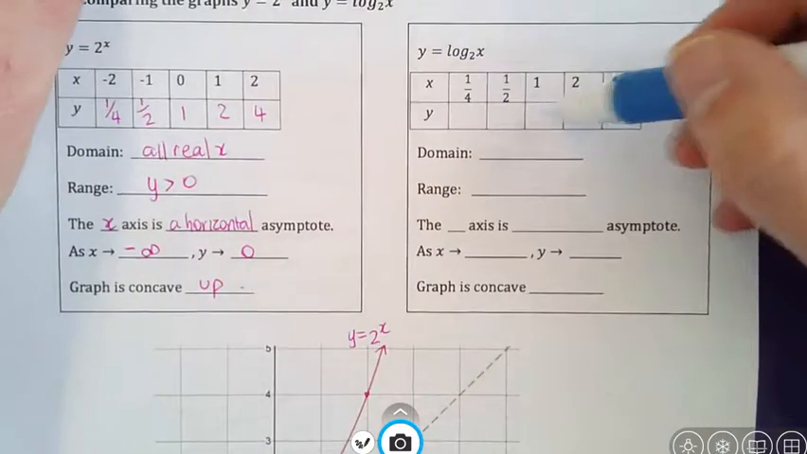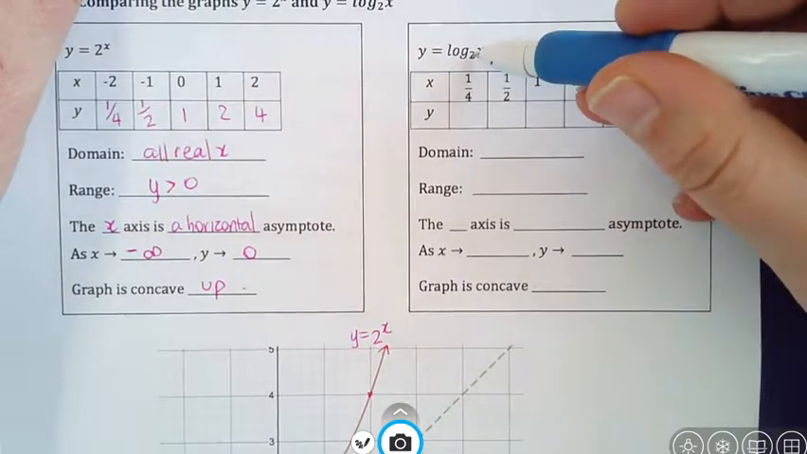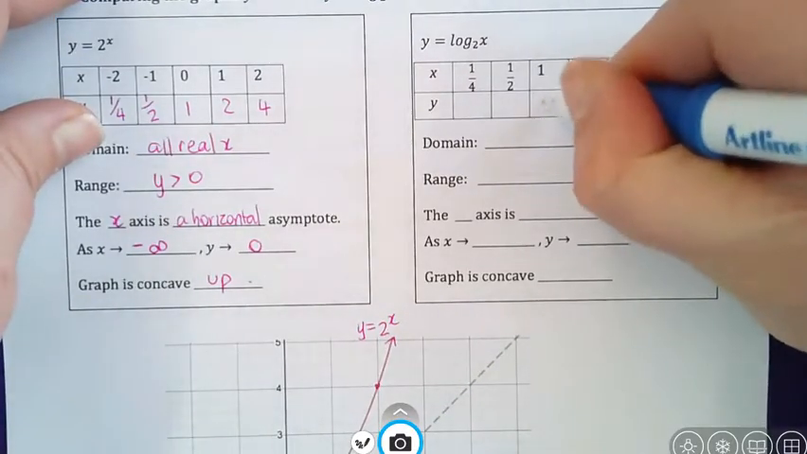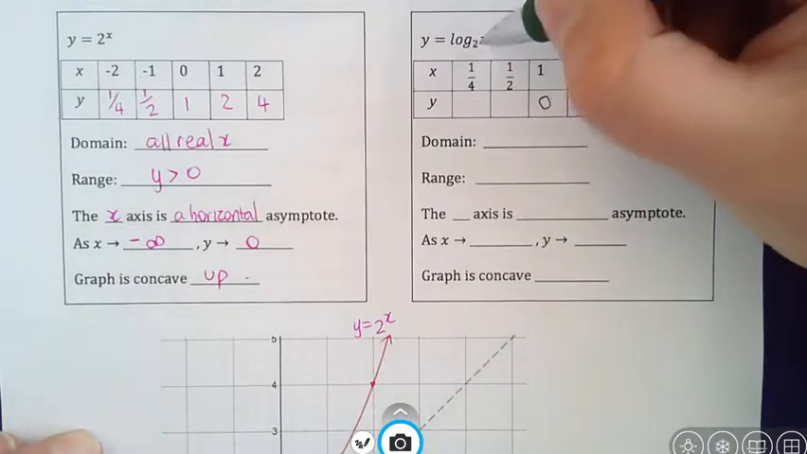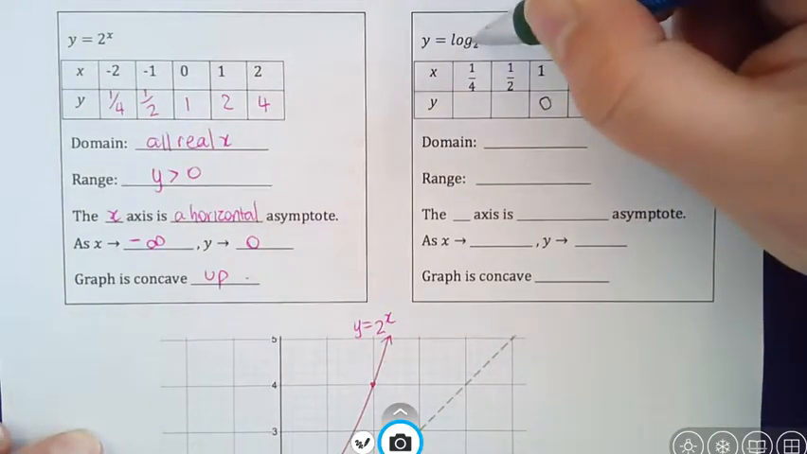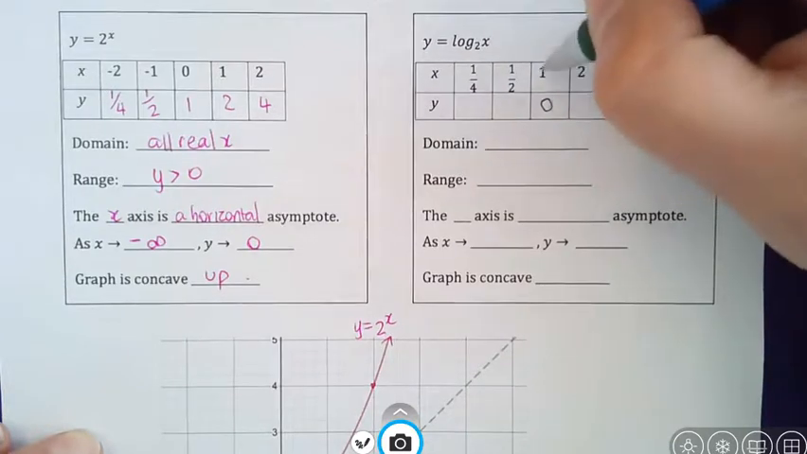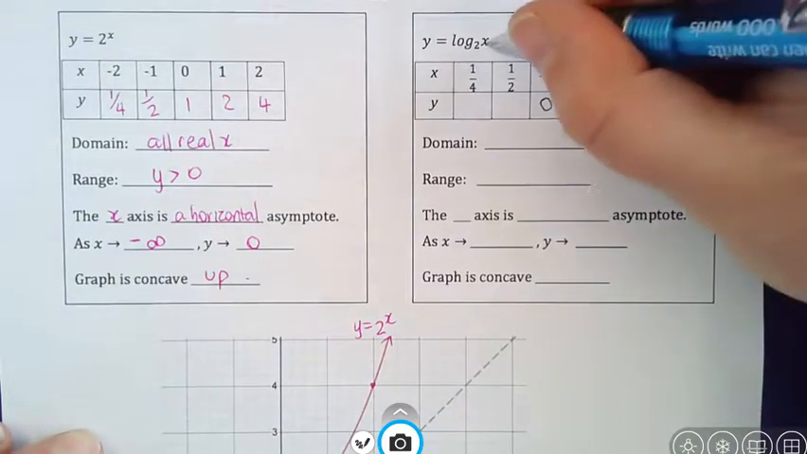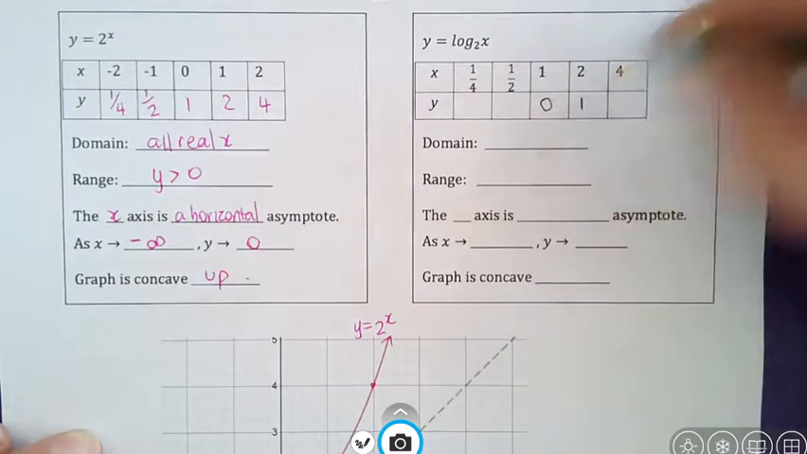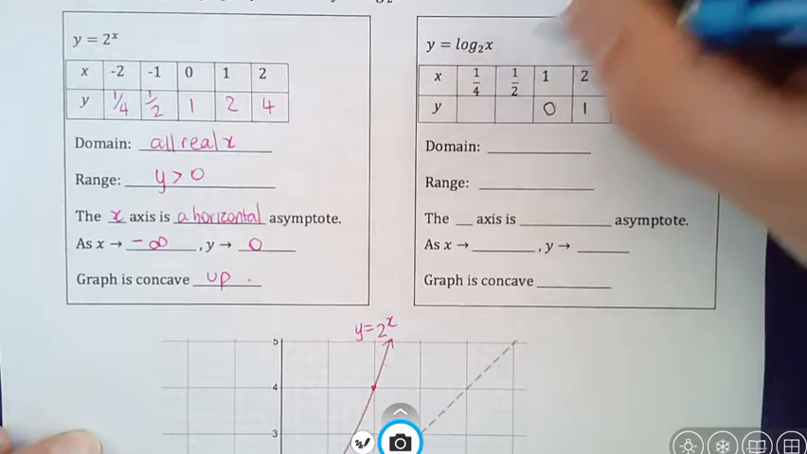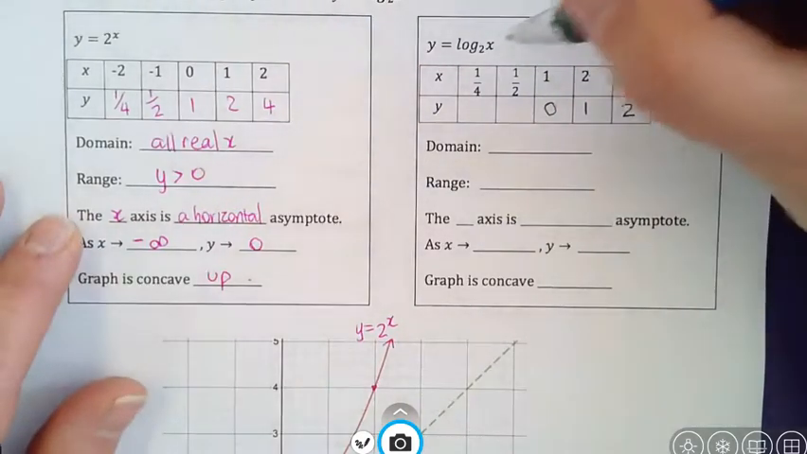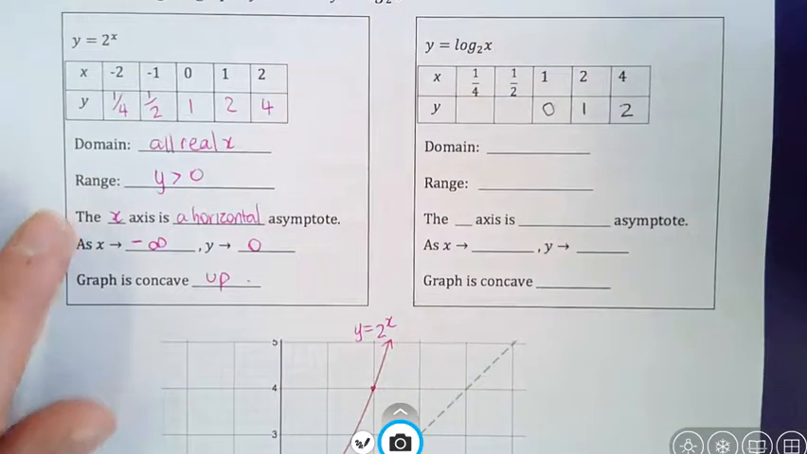Now, let's just do these ones first. So we say 2 to the power of what gives me 1? 0. So when x is 1, log to the base 2 of 1 is 0, because 2 to the power of 0 gives me 1. So if x was 2, 2 to the power of what gives me 2? 2 to the 1. If x was 4, 2 to the power of what gives me 4? 2 squared.